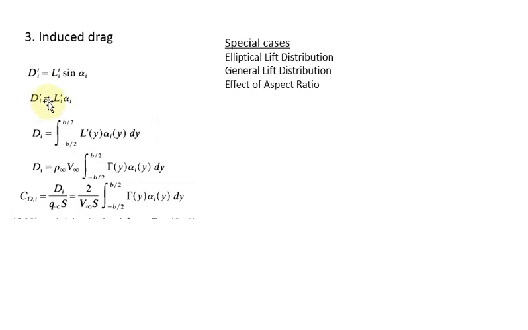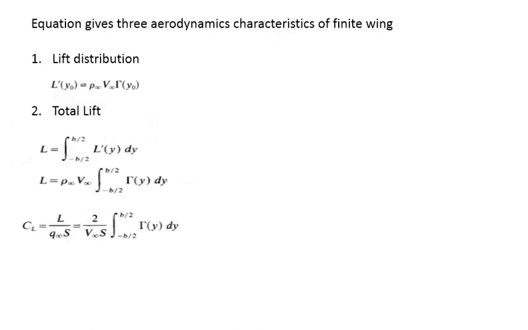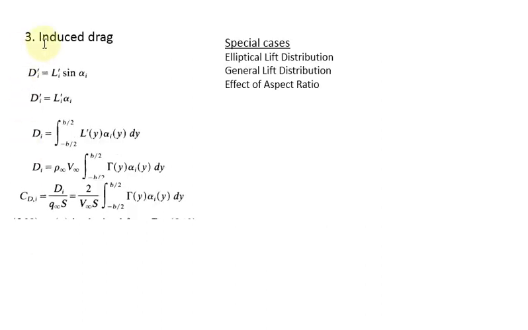Okay, then if I want to find the total drag, again I need to use the span length, minus b by 2 to plus b by 2. Once you use that particular form, I can find the total drag of a particular wing section. Once you find the drag value, I can find my induced drag coefficient. So induced drag is the relation D divided by q infinity S. So these are the most important outcomes from the Prandtl lifting line theory. The first one is lift distribution, the second is the total lift, and the third is the induced drag. These are the main outcomes of the Prandtl lifting line theory.